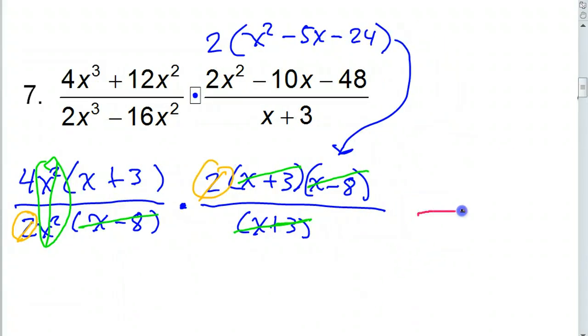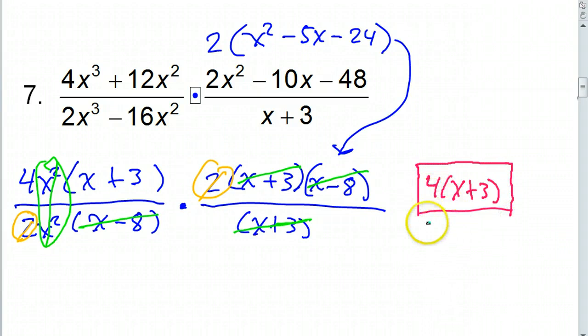So that's going to leave 4 times x plus 3. Oh, that's it. Everything in the denominator canceled out. So this is the simplified answer. If you wrote 4x plus 12, that's also great. Nothing wrong with that.